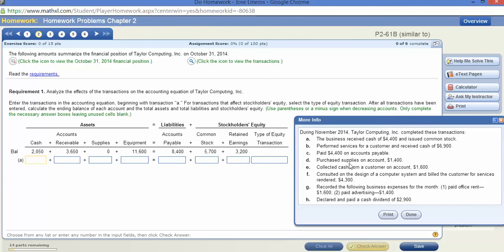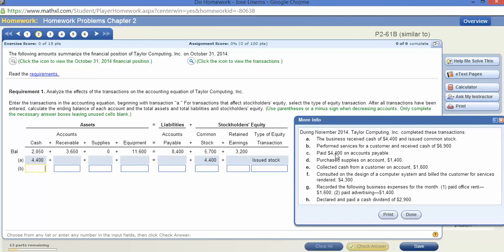Looking at the first one, we have the business received cash of 4,400 and issued common stock of 4,400. So obviously we're getting some cash in, and then we are issuing some common stock in the amount of 4,400. And be sure and put the type of equity transaction. You don't have to put the type on the others, but on this type of problem you do. So here we're basically issuing common stock, so issued stock.